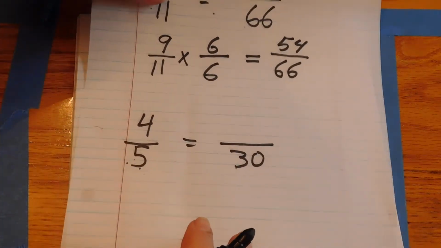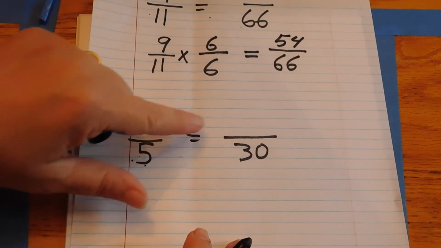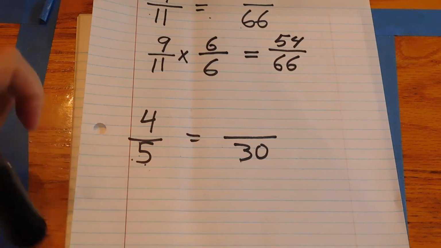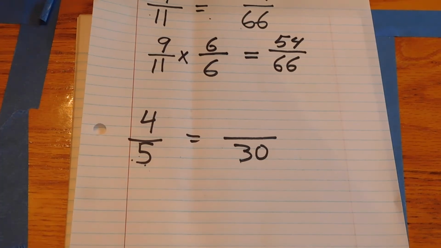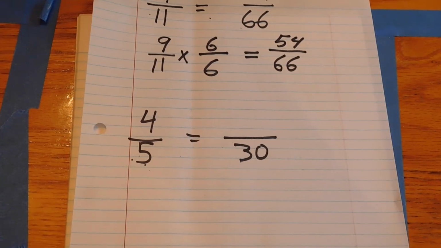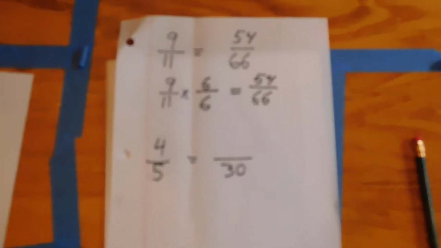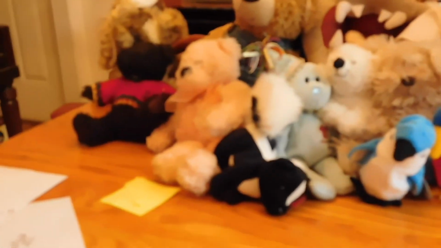And now we're going to work on this one together. 4/5 equals something over 30. Okay, we're going to work this one ourselves. So 4/5 equals something over 30. And I want you to set this one up the long way.